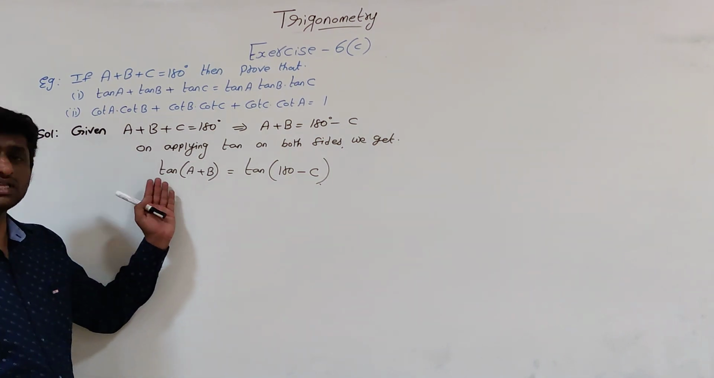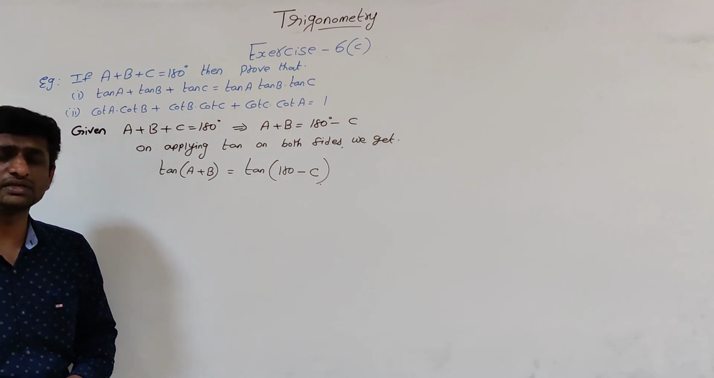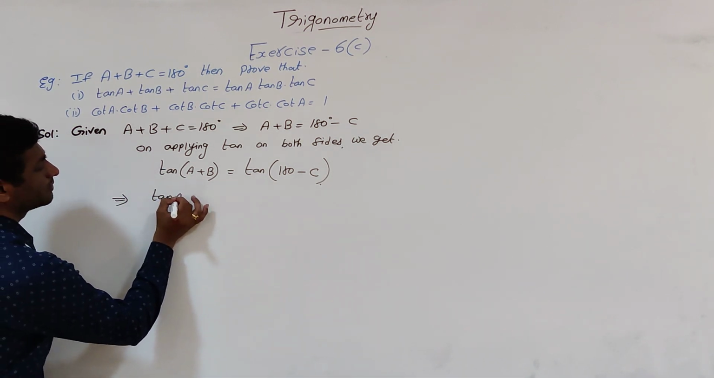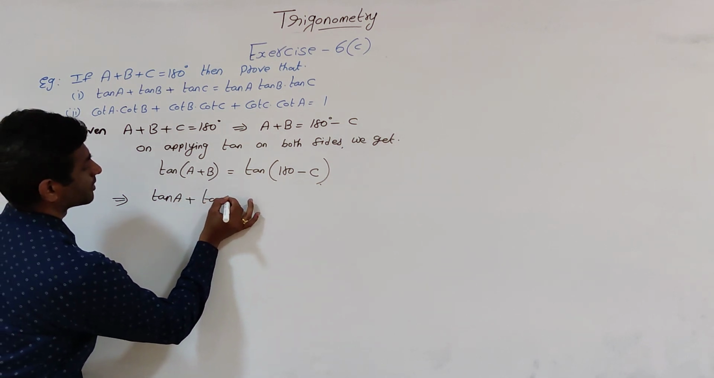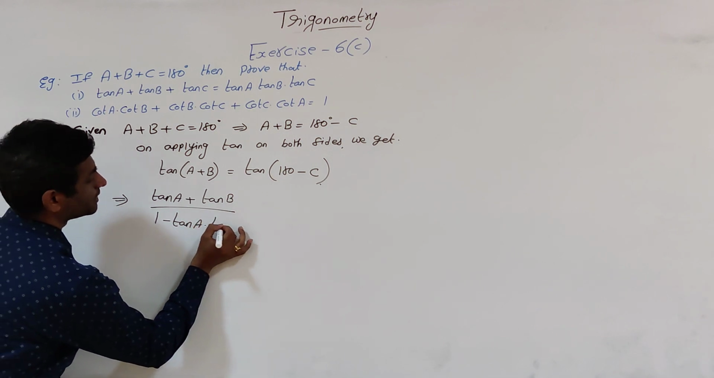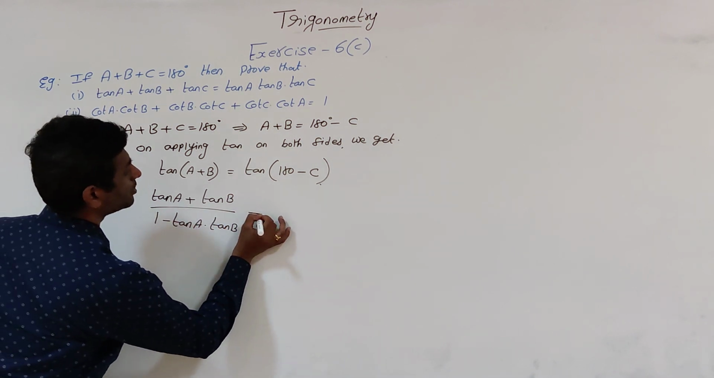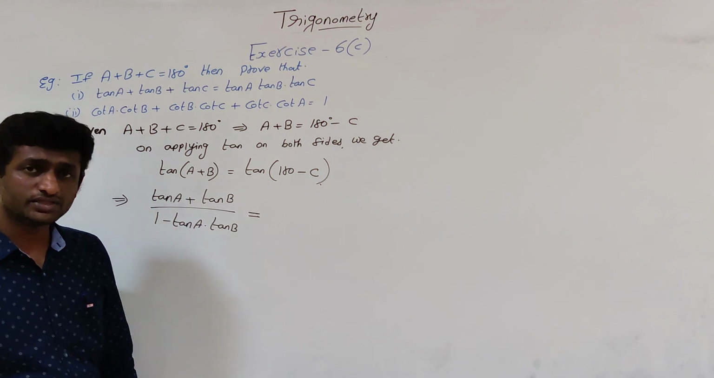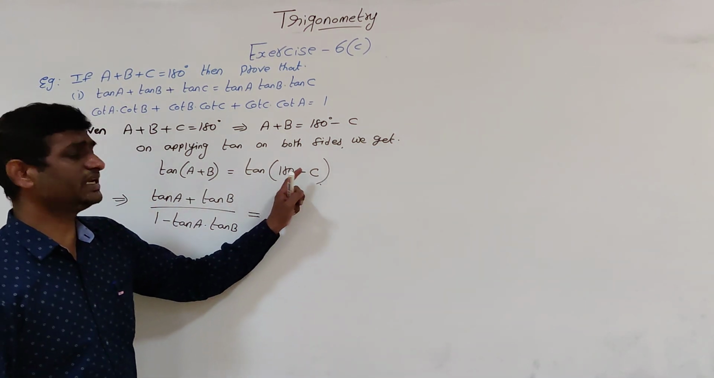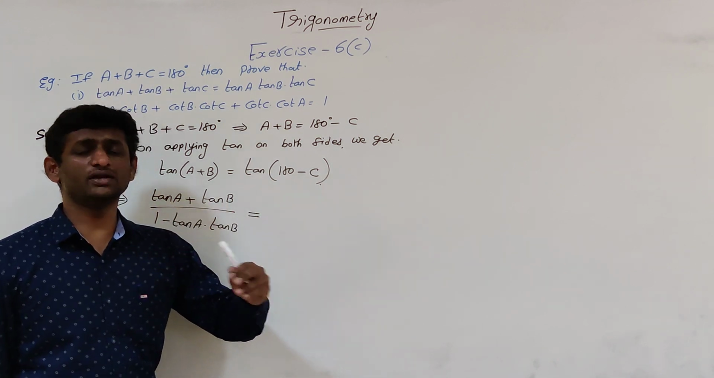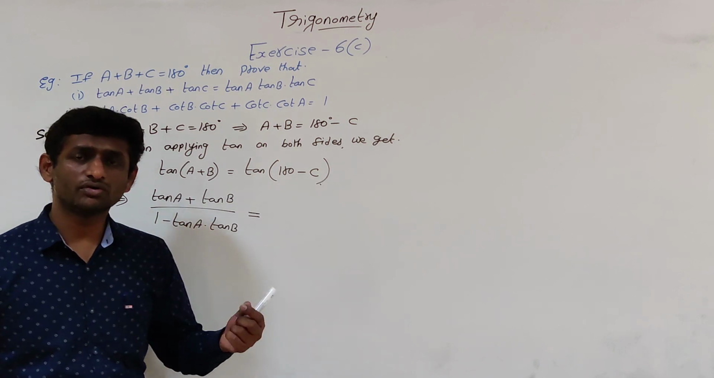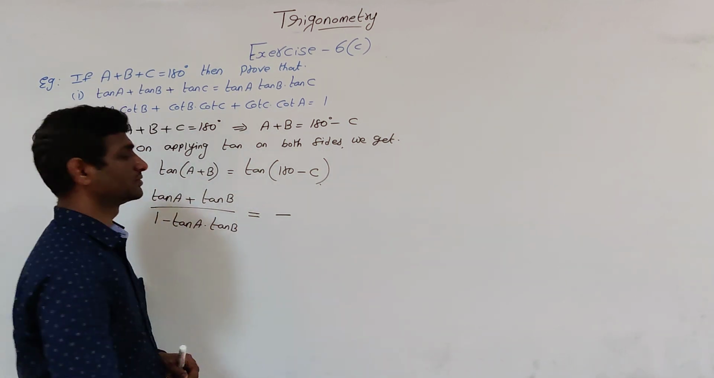So if you see the LHS, what is tan of A plus B? Tan of A plus B is tan A plus tan B by 1 minus tan A into tan B, which is equal to, on the RHS, tan of 180 minus theta. 180 minus theta lies in the second quadrant. In the second quadrant, tan will have a negative sign, so minus.